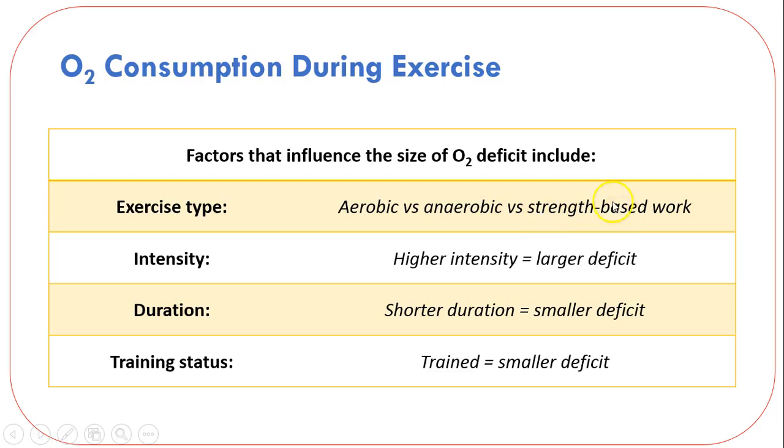Strength-based work is similar as well in terms of how much oxygen we're having to deliver to certain muscles for that particular work. The higher the intensity of work, the larger that deficit is. If it's short duration, then we have a smaller deficit accrued. And if we are highly aerobically trained, our deficit will be smaller. So we can meet the demands quicker, which means we spend less time in oxygen deficit.